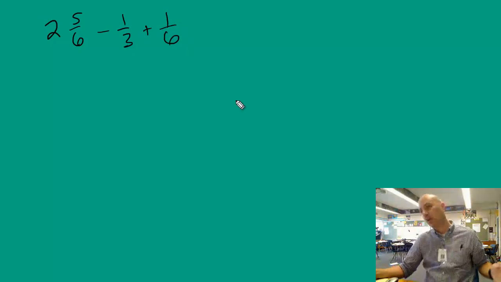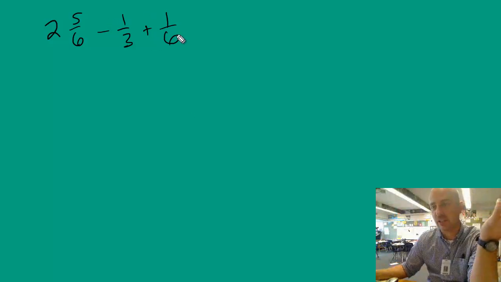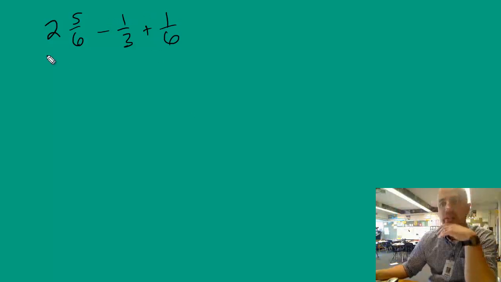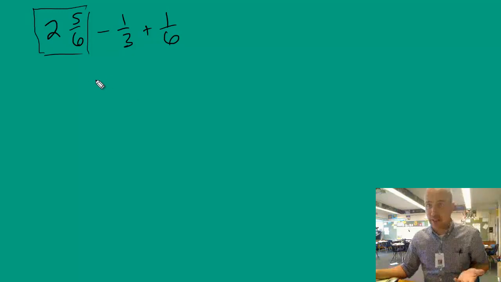Okay, let's move on to problem number 3. And let's do 2 and 5/6. We're going to subtract 1/3, and we're going to add 1/6. So you'll see here that I have a subtraction, and I have an addition. Ultimately, this is the whole that I have. This is what I'm starting with, and I want to take something away and I want to add something. So it doesn't really matter which one of these I do first. Ultimately, we're going to end up with the same answer.